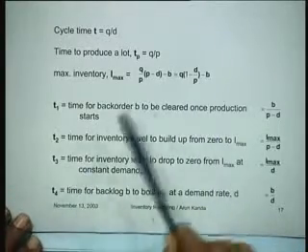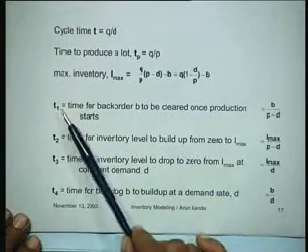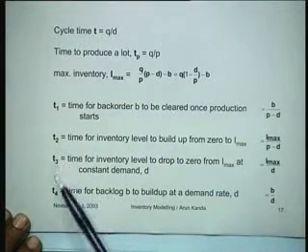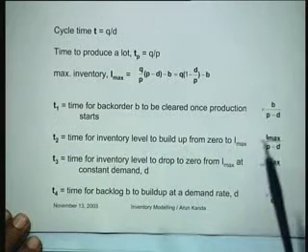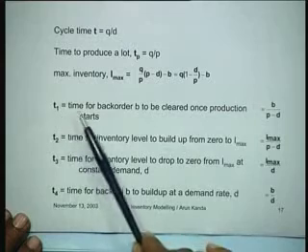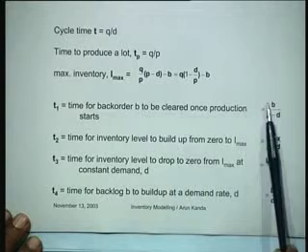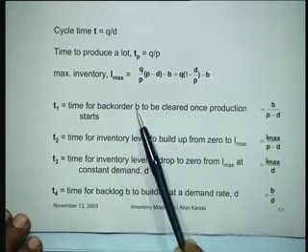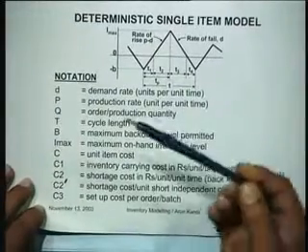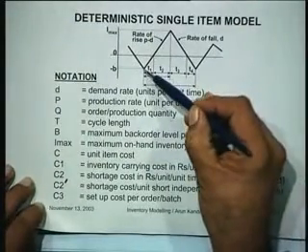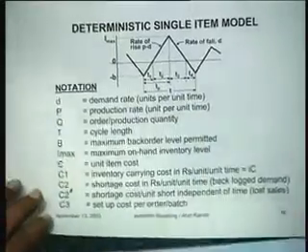And then using this I max, TP, T, we also express the various components of the cycle time T1, T2, T3, T4 in terms of Q and B. So T1 is the time required for back order B to be cleared once production starts. So what is T1? Look at this cycle. You have accumulated a back order of so much. T1 is the time that the back order is cleared. That's what it is, right?